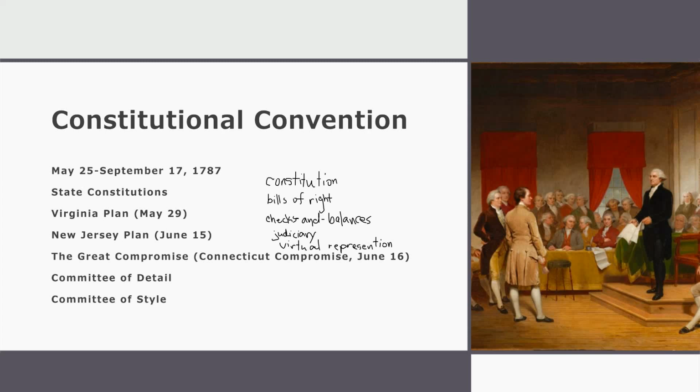Did they end up resolving virtual representation? The answer to that question is absolutely not. Keep in mind, the right to vote within states and then later within the federal government of the United States was limited to white male adults who owned property.